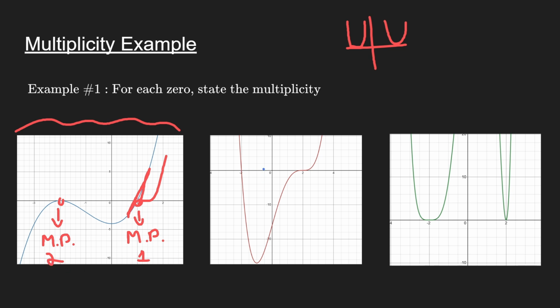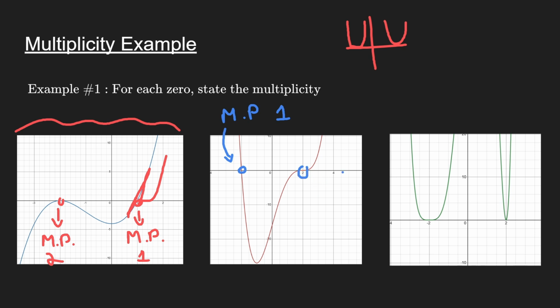So let's again go left to right. I'm noticing here, this point right here looks like it cleanly crosses the x-axis. There's no space. So we can say this has a multiplicity of 1, because it crossed the x-axis, and that's odd. Let's move on to the next 0.